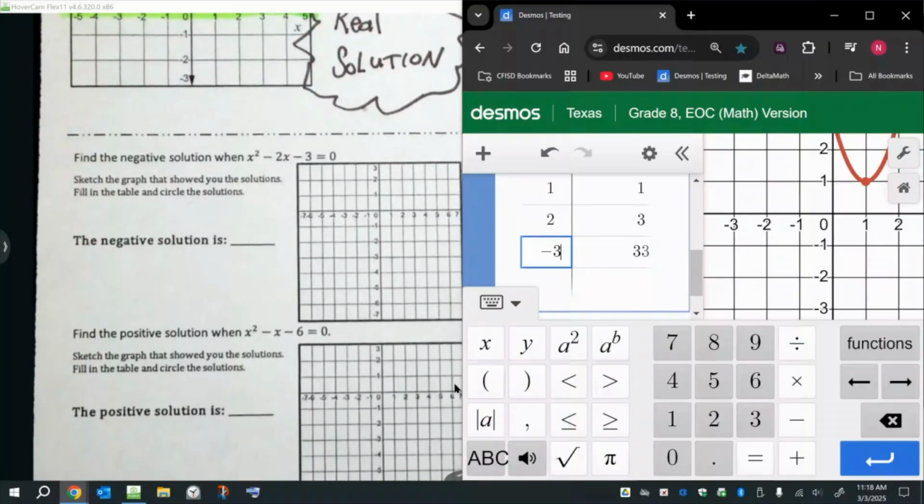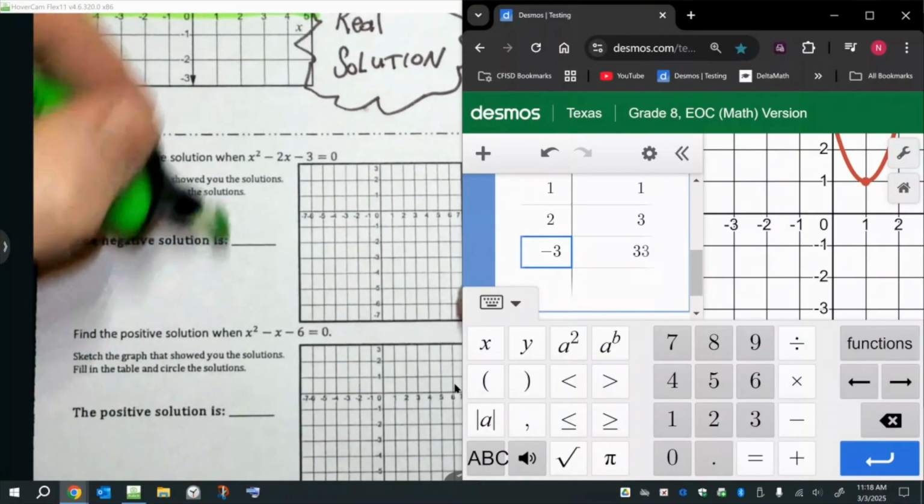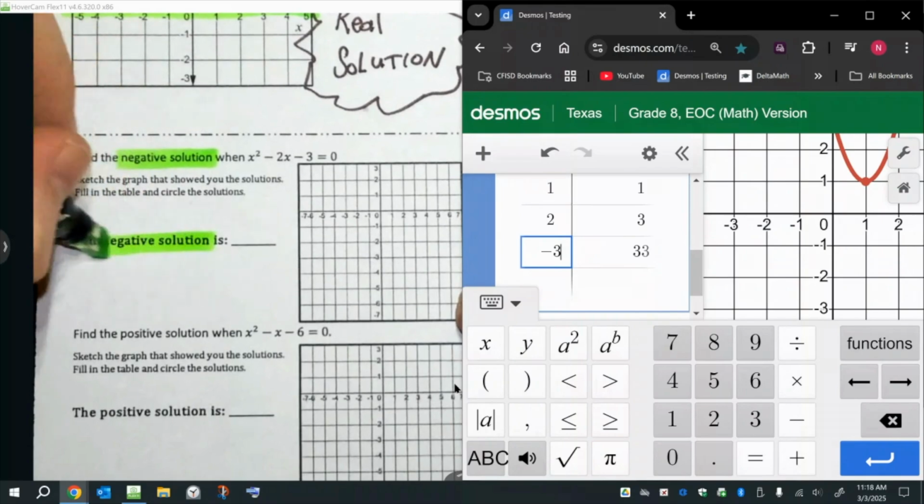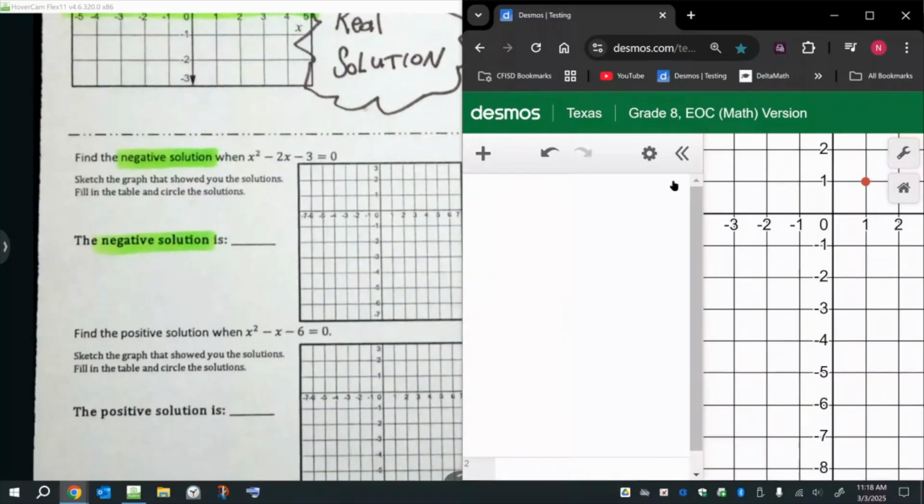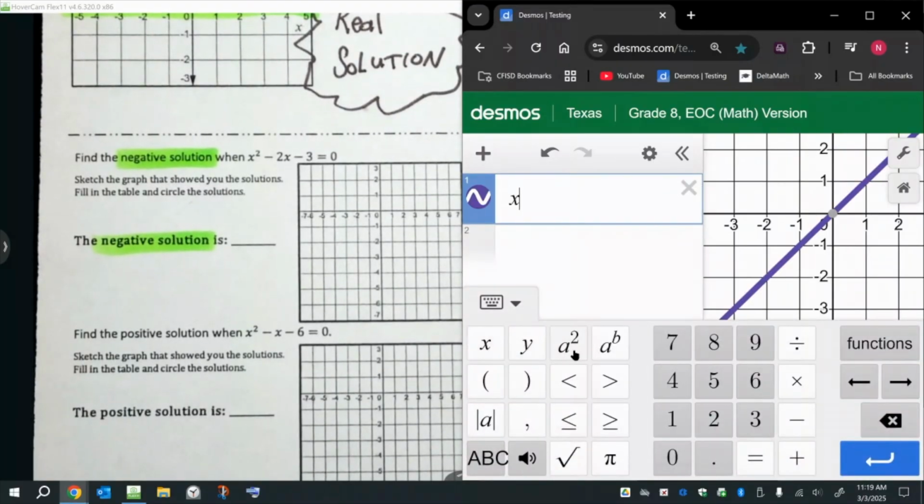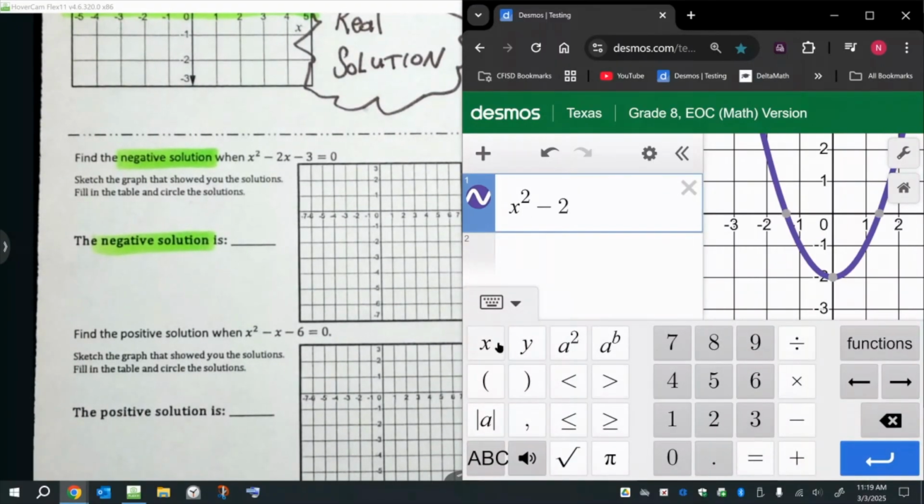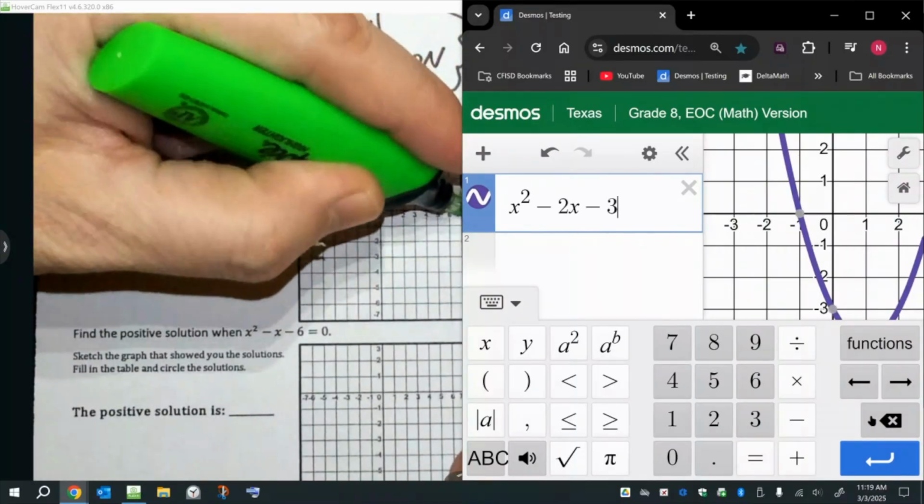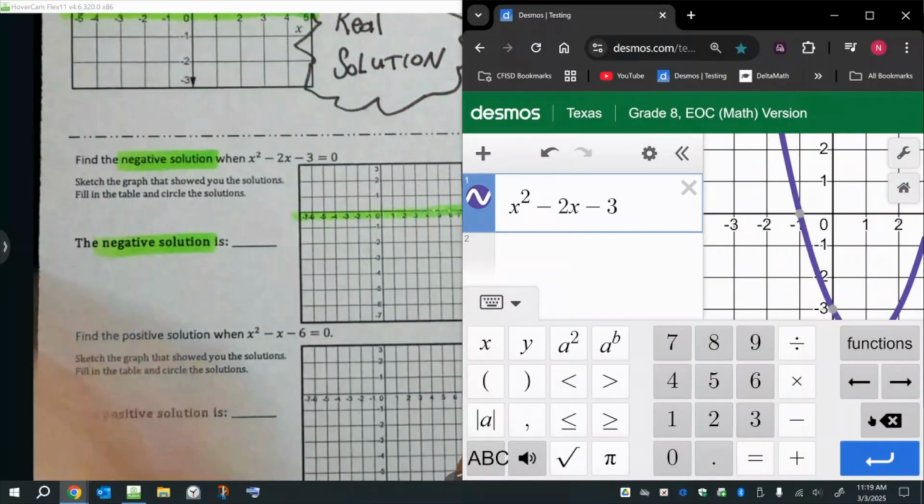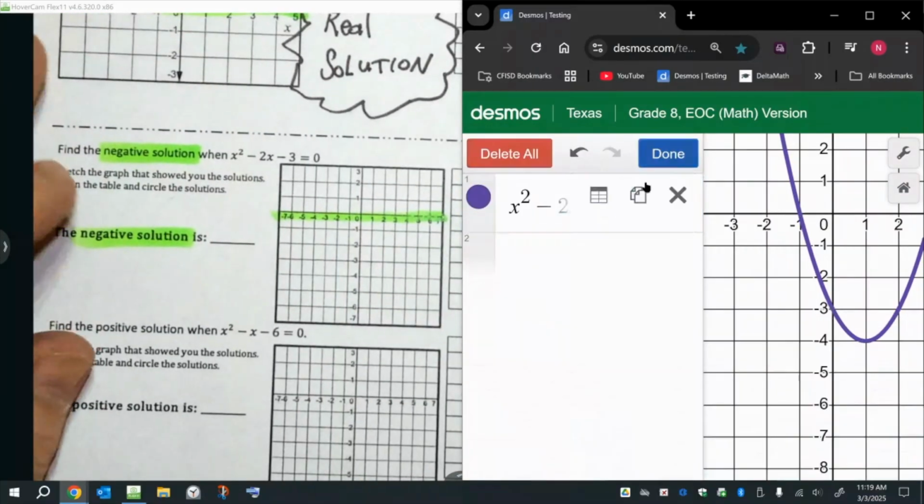All right, now we want to find the negative solution for when this is equal to 0. We're going to sketch the graph and fill in the table. So let's do this. First thing we'll do, get rid of this, start over. x squared minus 2x minus 3. If you type equals 0, it doesn't do anything for you. Okay, I already know, so get rid of the 0. I know I want to know when it crosses this line. So let's turn it to a table and we'll plot what we can.